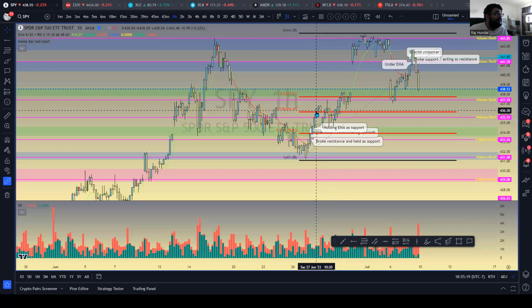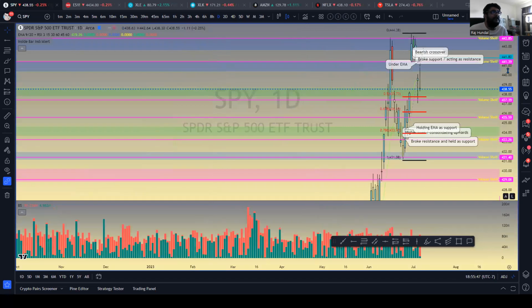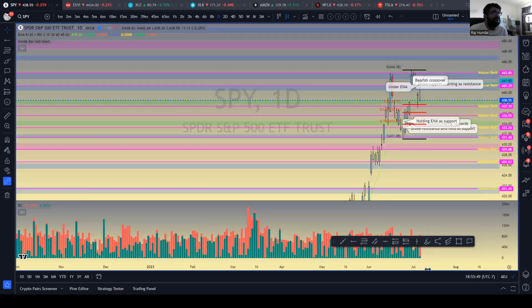I don't see us really reversing here, personally. I just see us chopping around between 437 and down here 434. So I believe if this zone breaks, we're probably going to visit the 0.786, just because the rally has been so strong. I do think we need maybe a 430 retest even, because this rally needs some steam for the health of the overall trend, because we're starting to get bearish candles here.